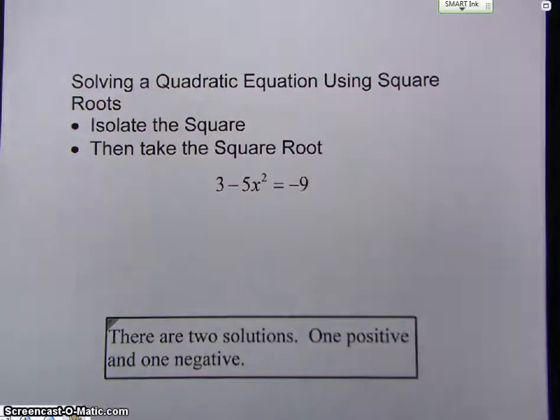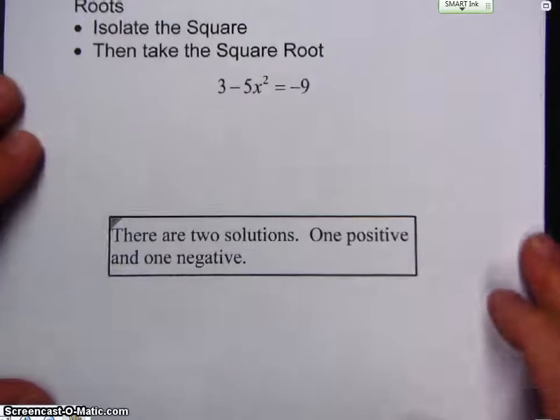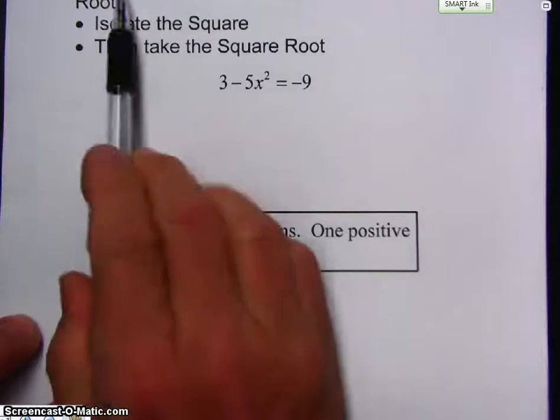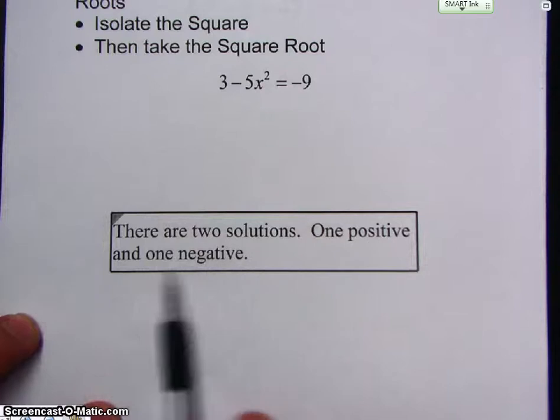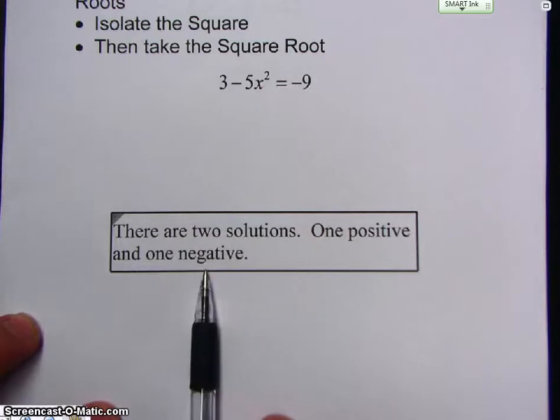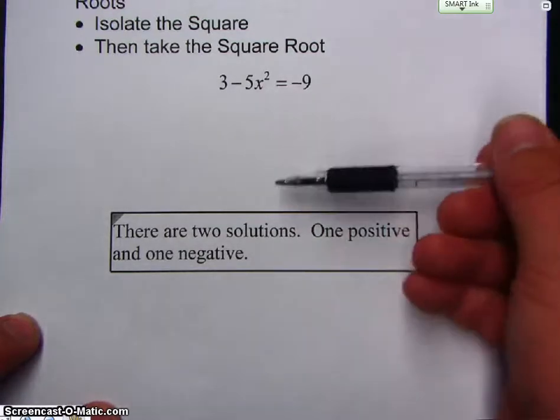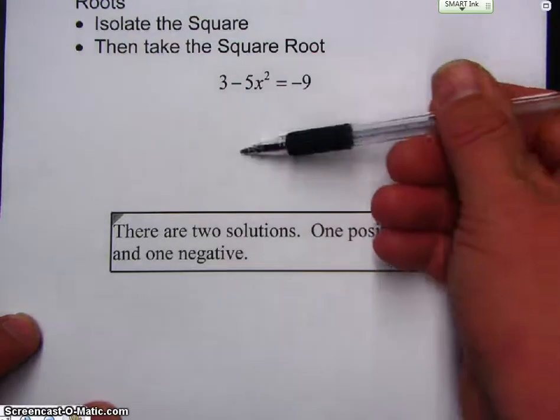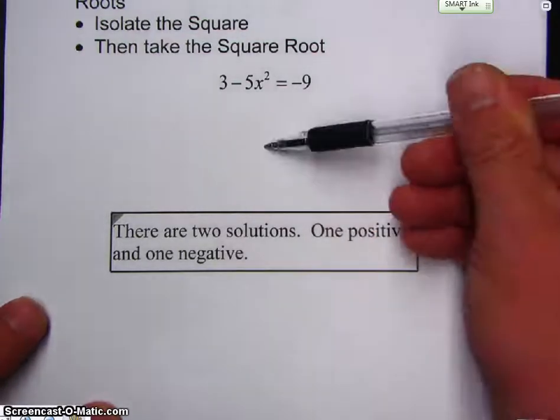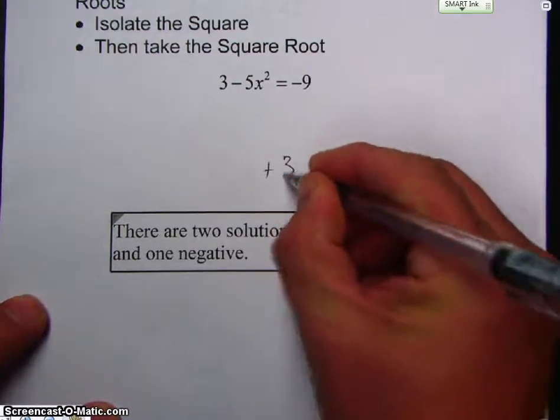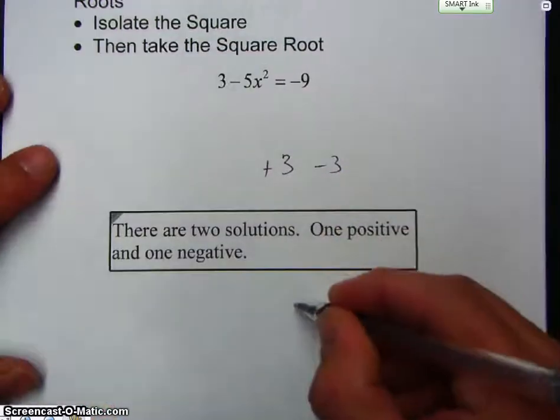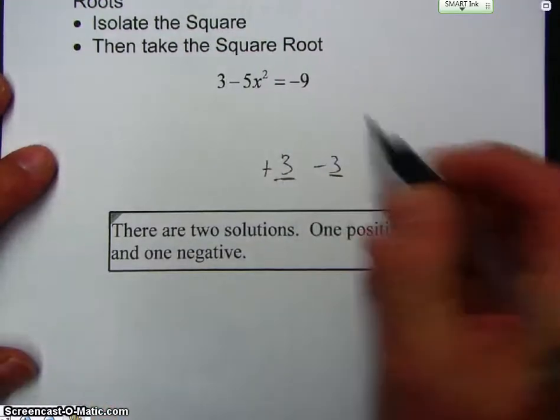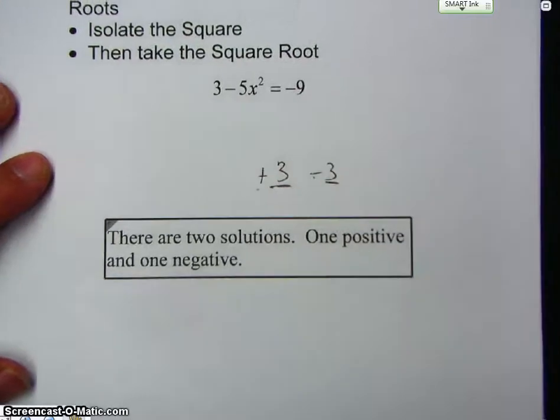All right, solving a quadratic equation using square roots. Just one little piece of information: when you're using this method, there will always be two solutions. One will be positive and one will be negative. In other words, it'll be the same numbers, but positive and negative, like positive 2/3 and negative 2/3, or positive 3 or negative 3. This value here will be the same, one will be positive, one will be negative.